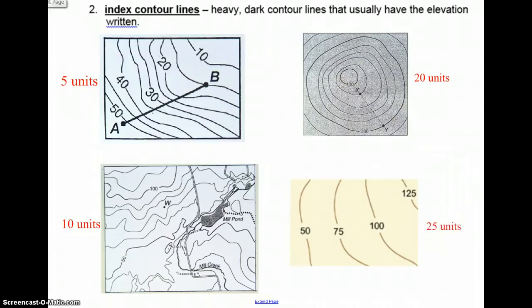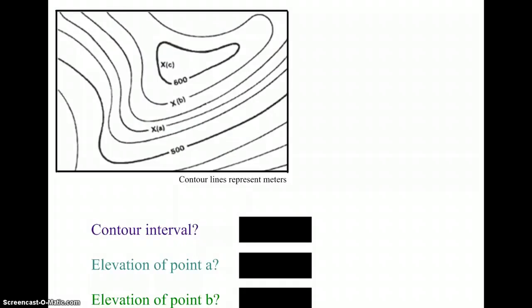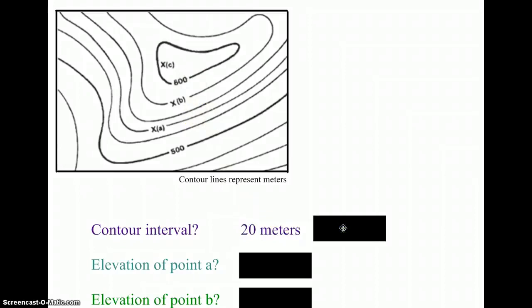Let's take a look at another map. Can you figure out on this map what the contour interval would be? And feel free to pause the video. Well, hopefully you realized that we're going from 500 to 600. So we're going a difference of 100. And again, we're spreading it out over 5 lines. So we're counting with an interval of 20 meters.